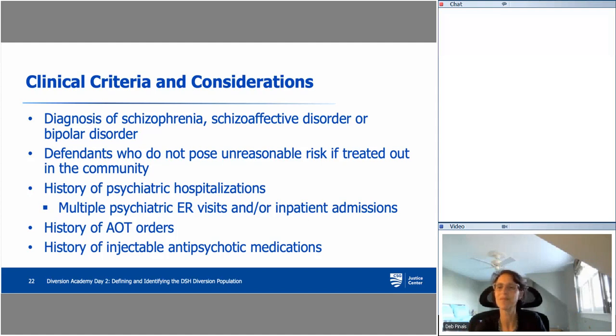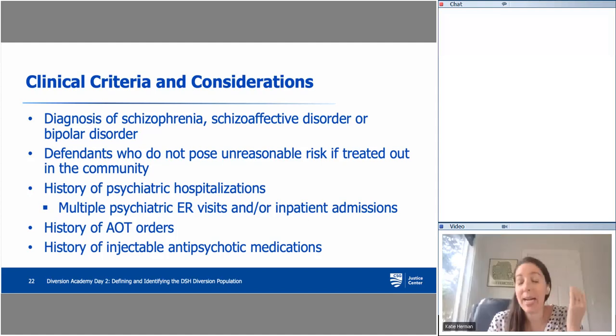Oh, thank you, Deb. So yeah, as Ashley mentioned at the beginning, really the key to this program is getting the right participants. That's how we're really going to see success. And this program does have specific diagnostic criteria, which we'll talk about a bit more in a second. The defendant cannot pose an unreasonable risk if treated in the community. We're also going to talk about what that means a bit later when we have Sarah Demaray with us.